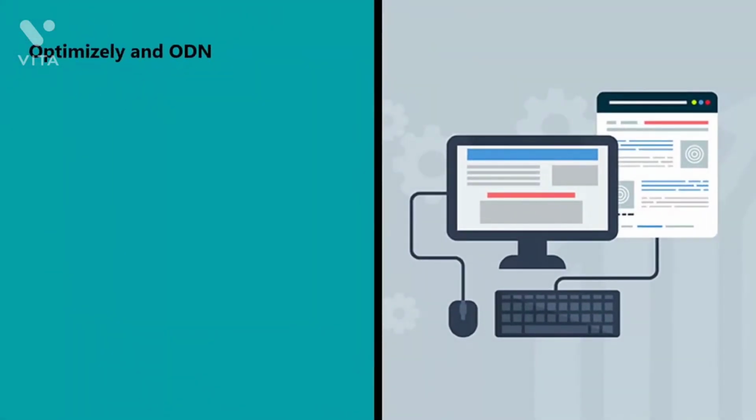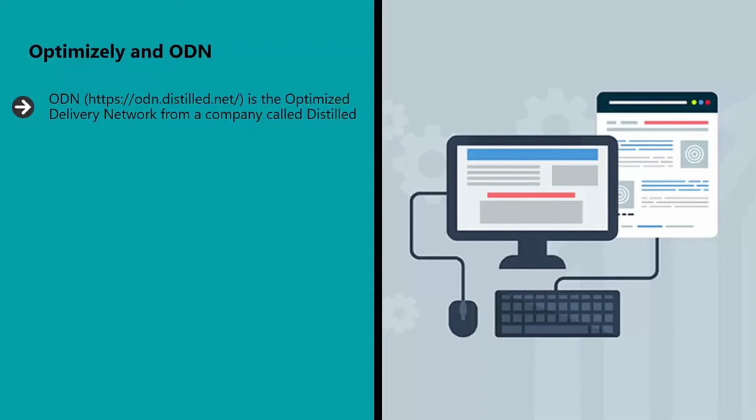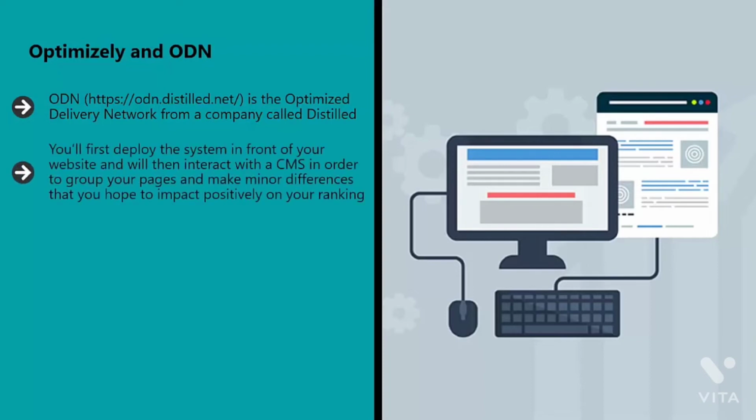Optimizely and ODN. ODN, https://odn.distill.net, is the Optimized Delivery Network from a company called Distilled. This is a tool that allows you to much more easily utilize split testing for your site by grouping different versions of web pages. You'll first deploy the system in front of your website and will then interact with a CMS in order to group your pages and make minor differences that you hope to impact positively on your ranking.